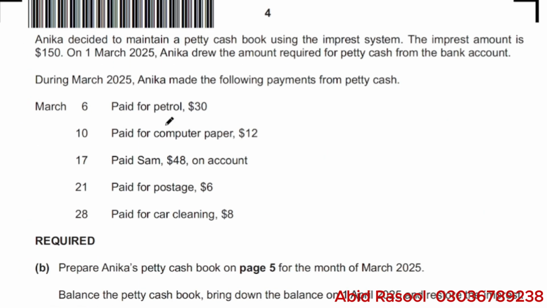In part B, they are asking: Anika decided to maintain a petty cash book using the imprest system. The imprest amount is 150. A $150 imprest amount means that every month the business gives $150 to the cashier to meet all the petty expenses. On 1st March 2025, Anika drew the amount required for petty cash from the bank account.